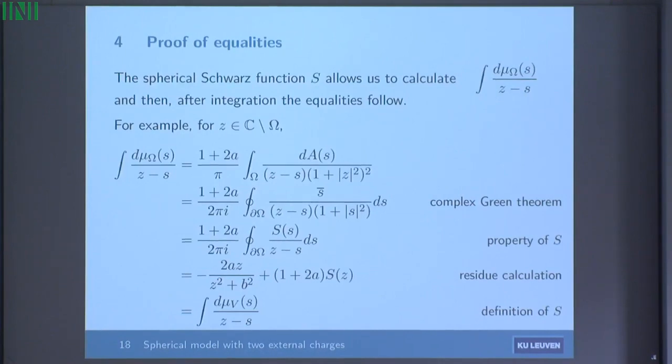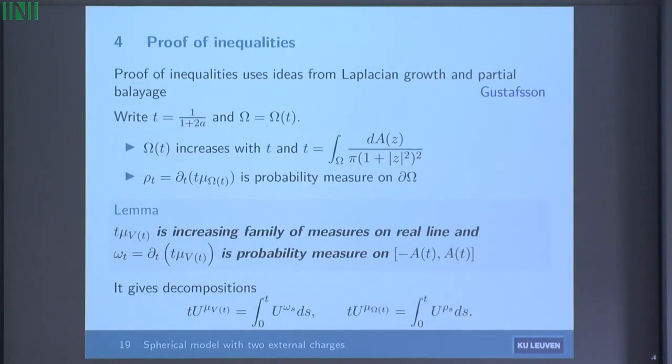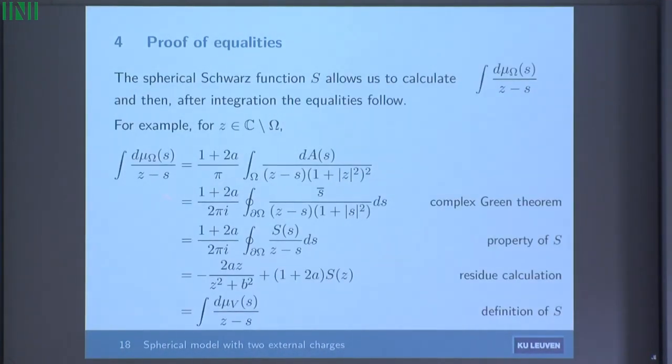And then we go back to our formula for S, and this combination is exactly the Cauchy transform of mu V. So it fits perfectly. And we get identities of these Cauchy transforms in the exterior of our domain omega. After integration, we get these expressions for the potential, for the equality of the potentials as well. You have to do more integration, and then you have that.